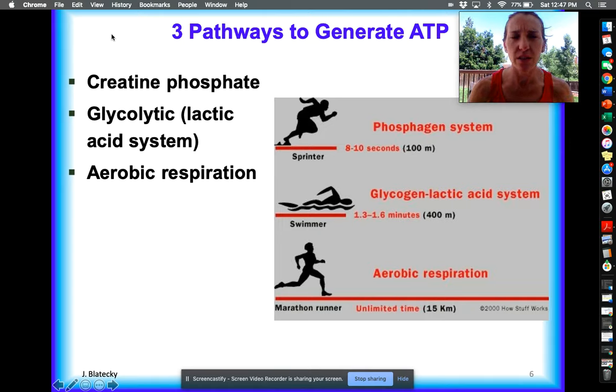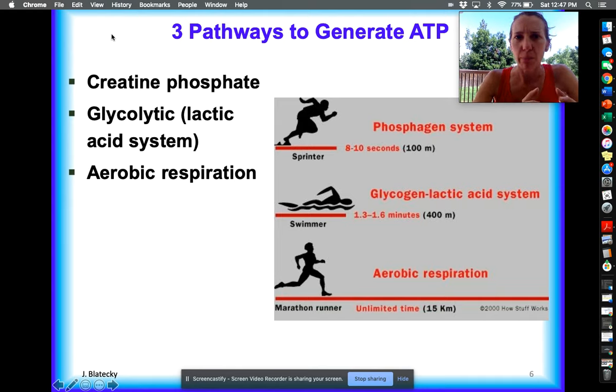So, one of the questions I ask on the study guide is getting at this idea of what are the three pathways of generating ATP and how do you know which one is dominant under which conditions? And so what I'm really getting at here is this slide. So it's slide number 6.